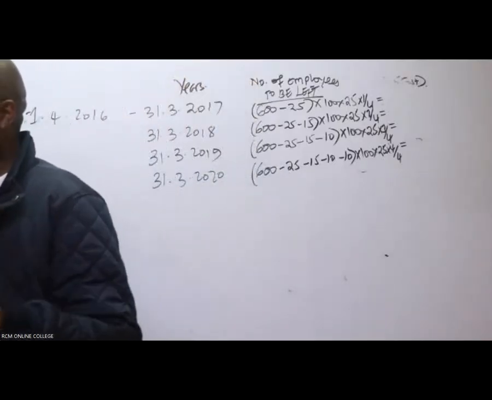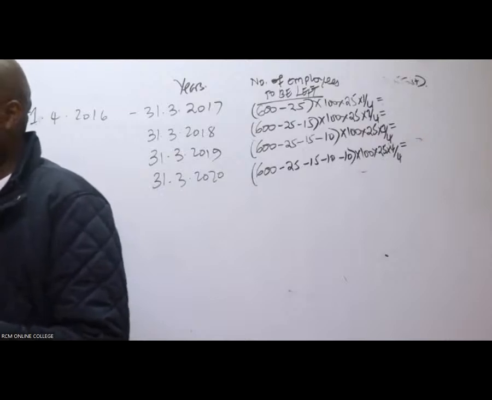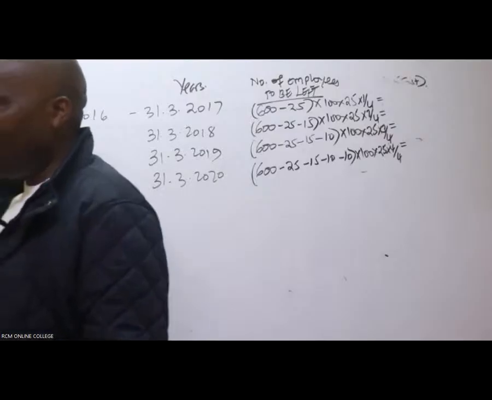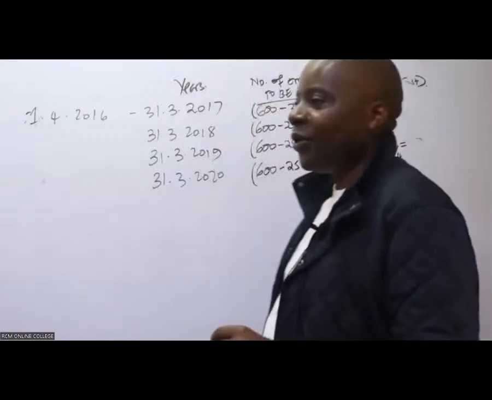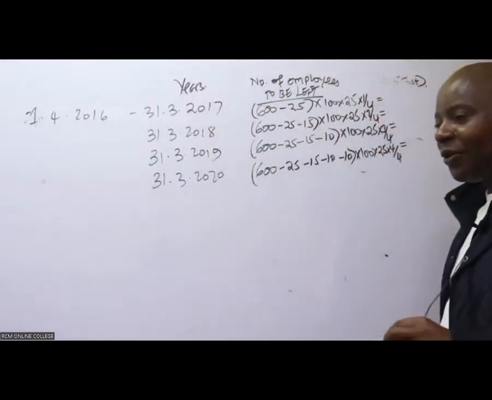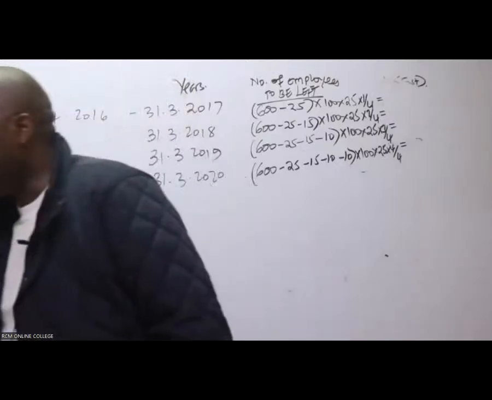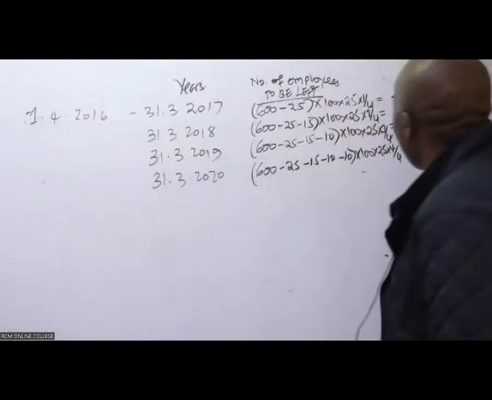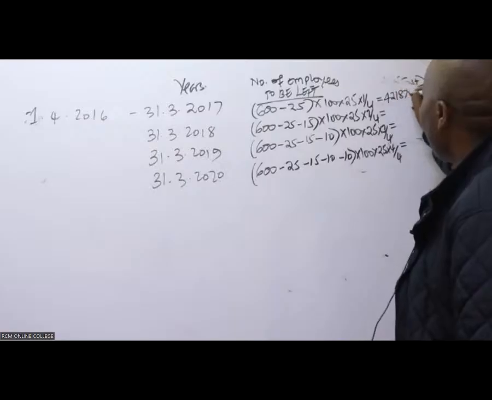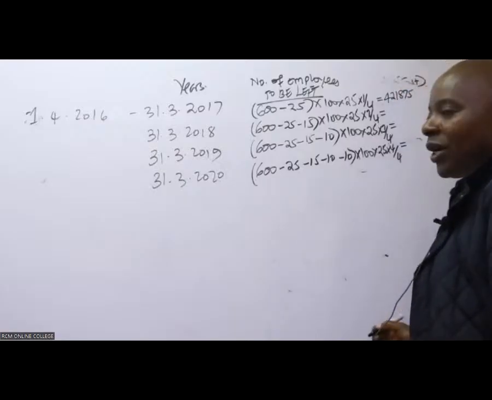So you take brackets, 600 minus 25, you close brackets, times 100, times 25, times a quarter. What do we have there, somebody? Okay, so according to Grace, it's 421,875.